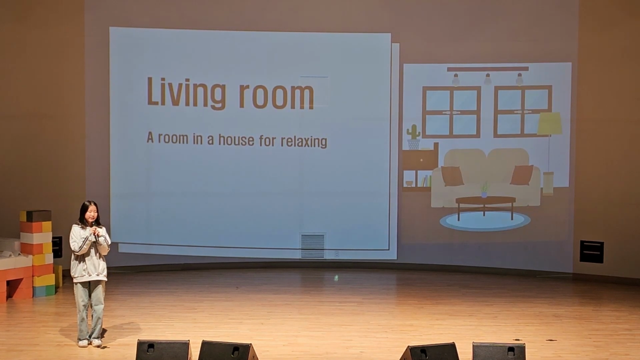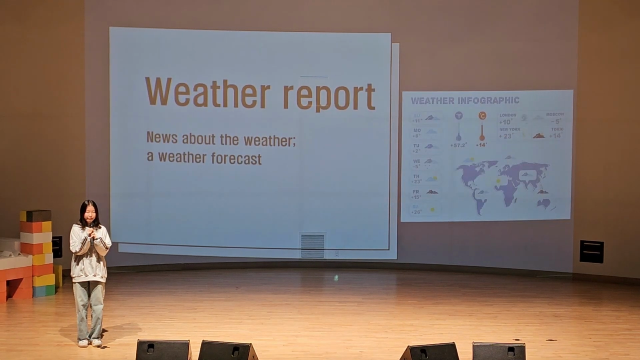The next word is living room. A living room is a room in a house for relaxing. For example, we would say, the living room is large. The next word is weather report. The weather report is news about the weather or weather forecast. For example, we could say the weather report began at 7:30.